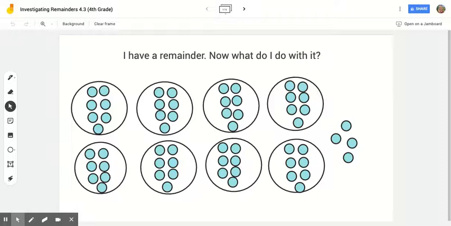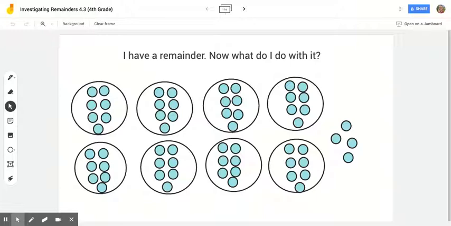I have a remainder. Now what do I do with it? That's what we're going to focus on for this lesson, because sometimes things just can't fit into the groups equally, like these guys over here. They didn't make it into the groups, and so we have a remainder.